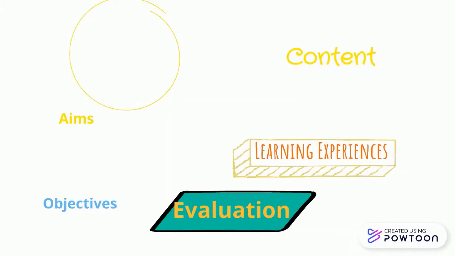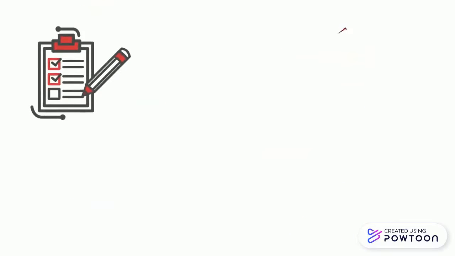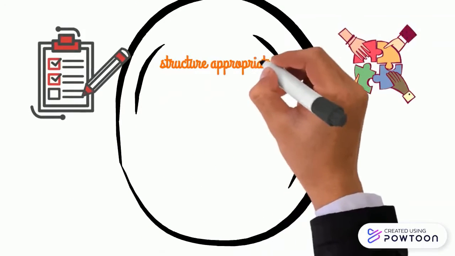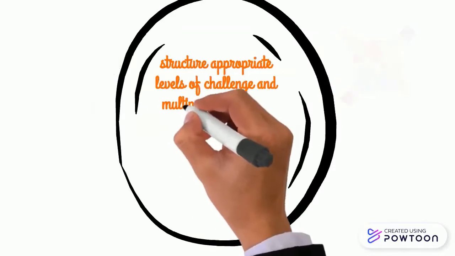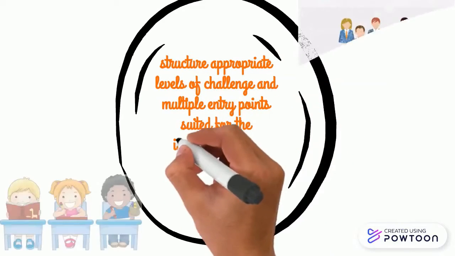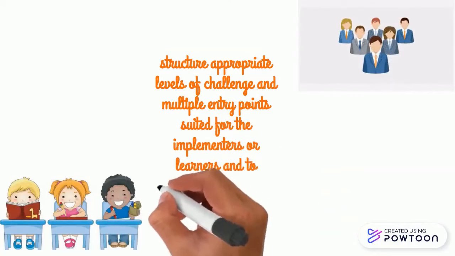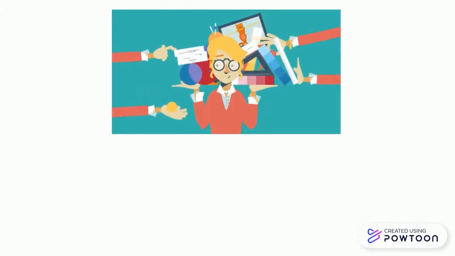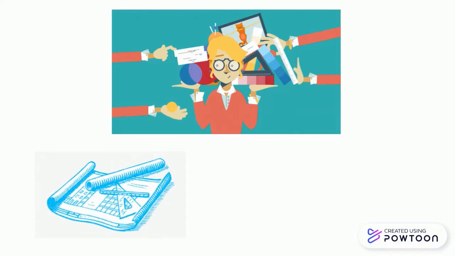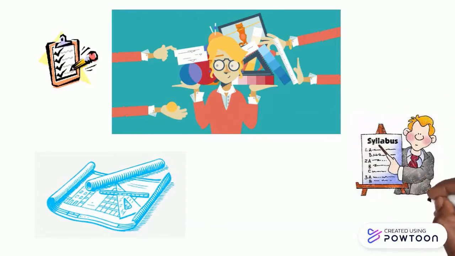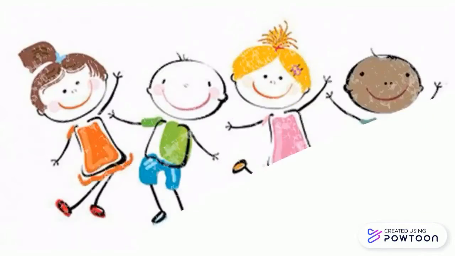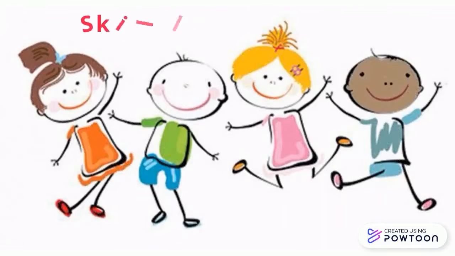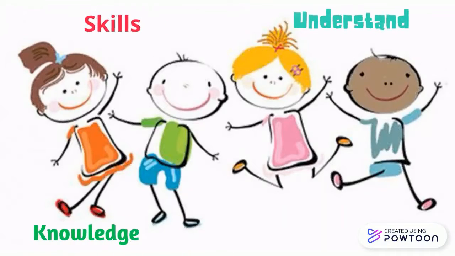The curriculum design involves planning and organizing to structure appropriate levels of challenge and multiple entry points suited for the implementers or learners and to improve students' outcomes. This will help the curriculum developers to have the overall course blueprint, mapping content to learning objectives, including the developing of a course outline and so on. This is to ensure that the learning experiences are meaningful and relevant, which allows the students to develop their skills, knowledge, and understanding.